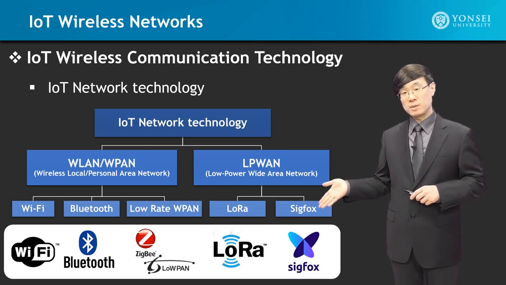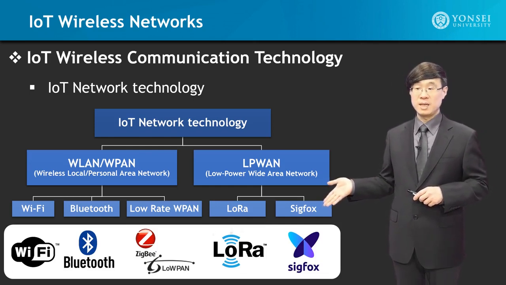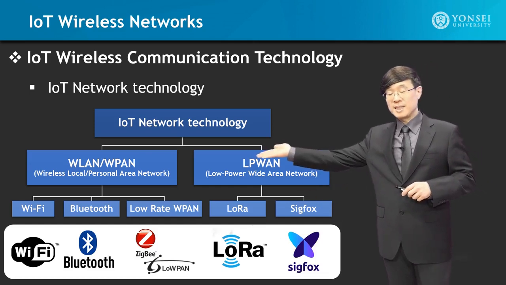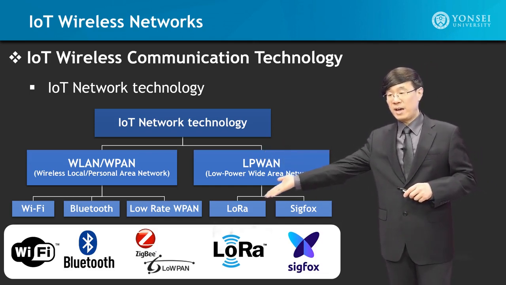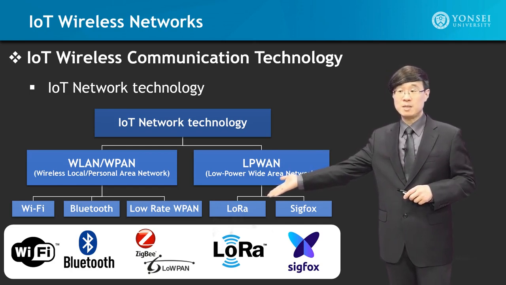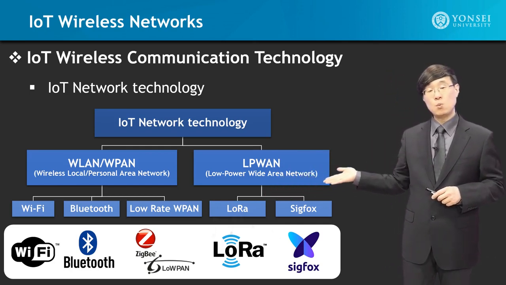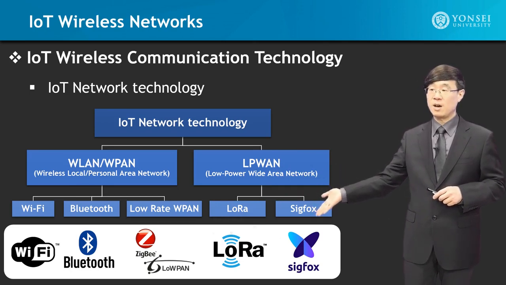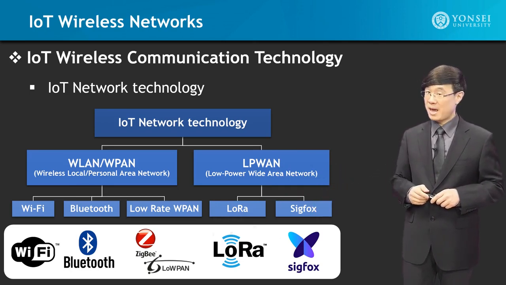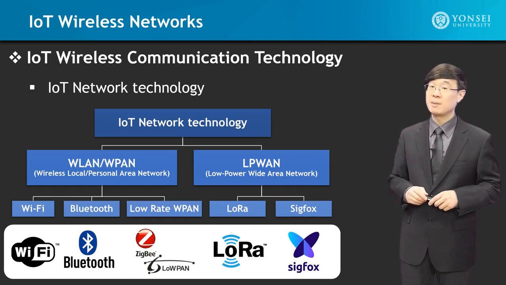Standards and protocols that you may have heard of include these. For the wireless LAN and wireless PAN, we have Wi-Fi, Bluetooth, Zigbee, and 6LoWPAN, and these are all very famous. And for LPWAN, we have LoRa and Sigfox under these logos. You may have seen them. And now it's time to learn about them.